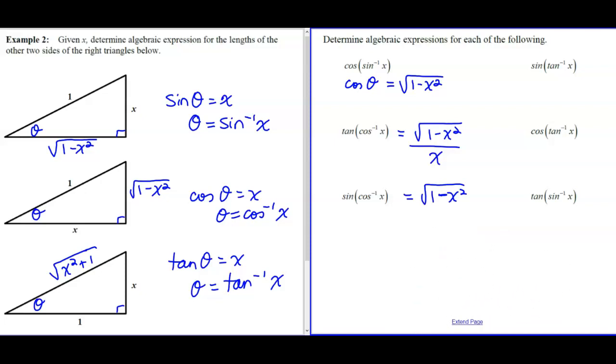Okay, let's look at the second column here. So now, this is on a test. You think, okay, these are different. I've got an inverse, so I'm going to draw my triangle. Draw a right triangle with theta. I want the tan of theta to give me a value of x. So that means this would need to be x, and that would need to be 1. So here, tan of theta equals x, so theta equals tan inverse of x. Okay, that's what I want.